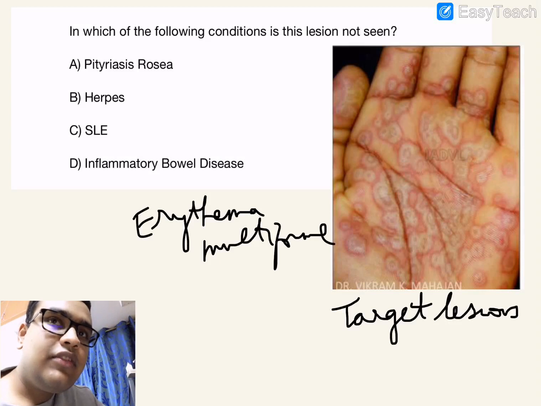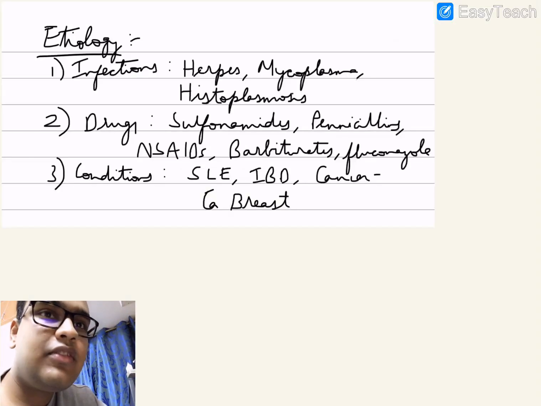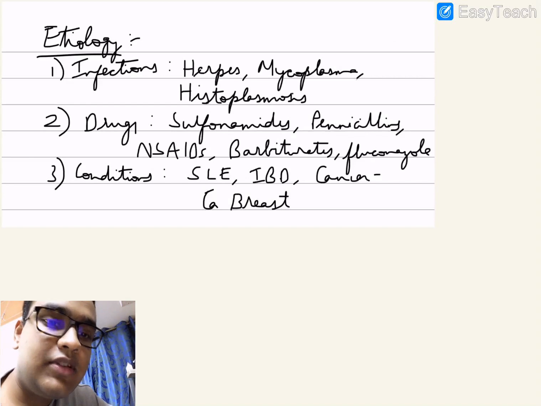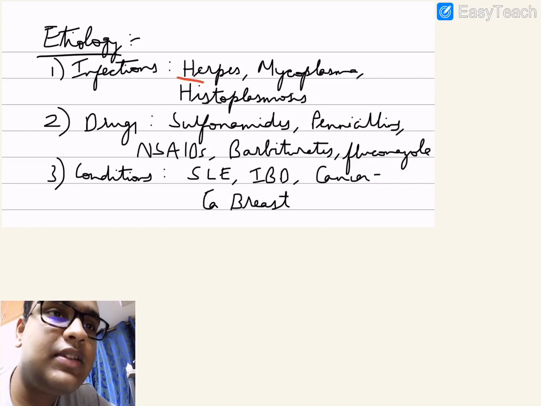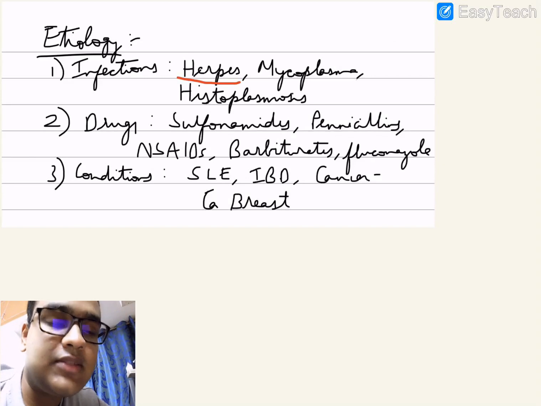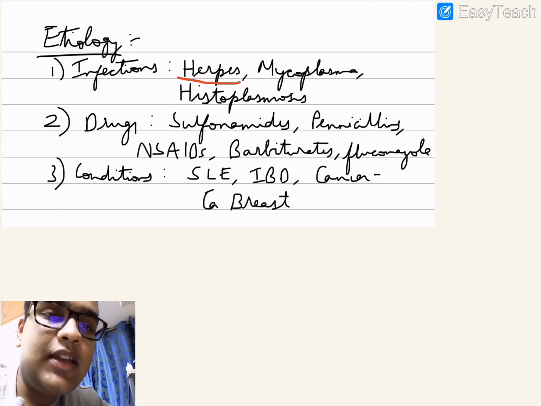Erythema multiforme is a very important question, again asked in the MCQs. With regard to erythema multiforme, you have to know the etiologies. The etiologies are infections. One of the most common etiologies is herpes infection, and the other infections where this is seen are mycoplasma and histoplasmosis. The drugs causing erythema multiforme are also very important to remember. They are sulfonamides, penicillins, NSAIDs, especially ibuprofen, barbiturates, and fluconazole.